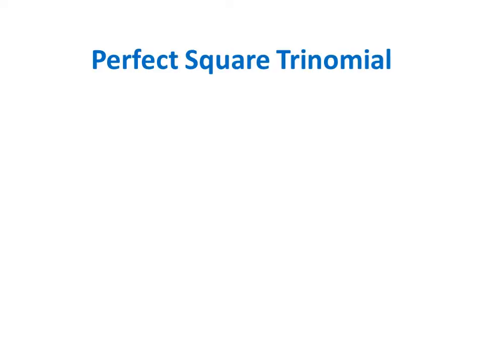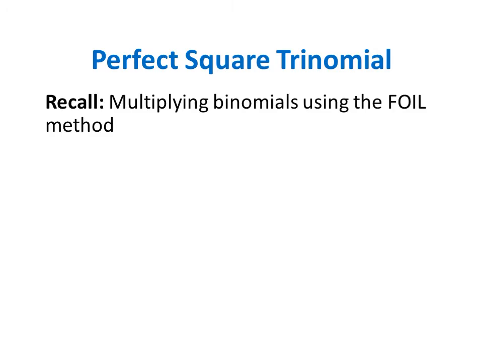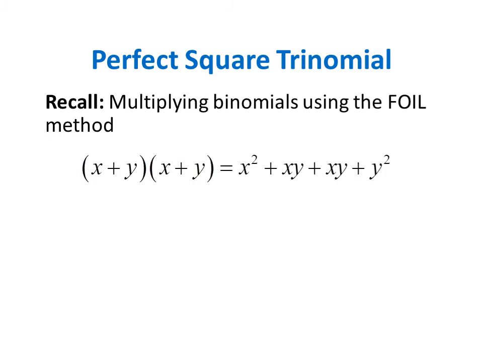In this video, we will learn how to factor perfect square trinomials. Recall from multiplying binomials using the FOIL method. This particular example: let's say we have to multiply the binomial x plus y with the binomial x plus y. So we are multiplying two identical binomials.